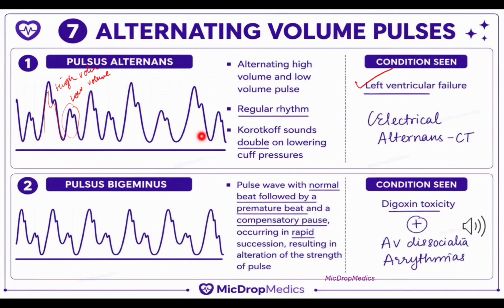Second, we have the pulsus bigeminus. This looks similar but has an irregular rhythm. It is a normal beat followed quickly by a premature, weak ectopic beat and a compensatory pause. This is a classic sign of digoxin toxicity or underlying arrhythmias.